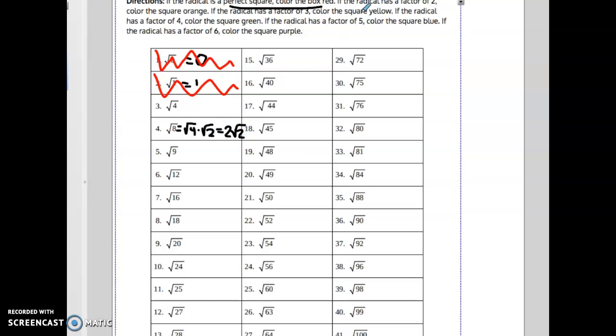Now, if you look up top, it says if the radical has a factor of 2, meaning there's a 2 on the outside, you'll color that square orange. So in this box, I don't have an orange marker, but I'll shade that one orange. If this outside factor was a 3, you do that one yellow. If this outside factor was 4, you'd do it green. If the outside factor was 5, you'd color that square blue. If the outside factor was 6, you'd color it purple. And if your outside factor was none of those things, you'll just leave it white.